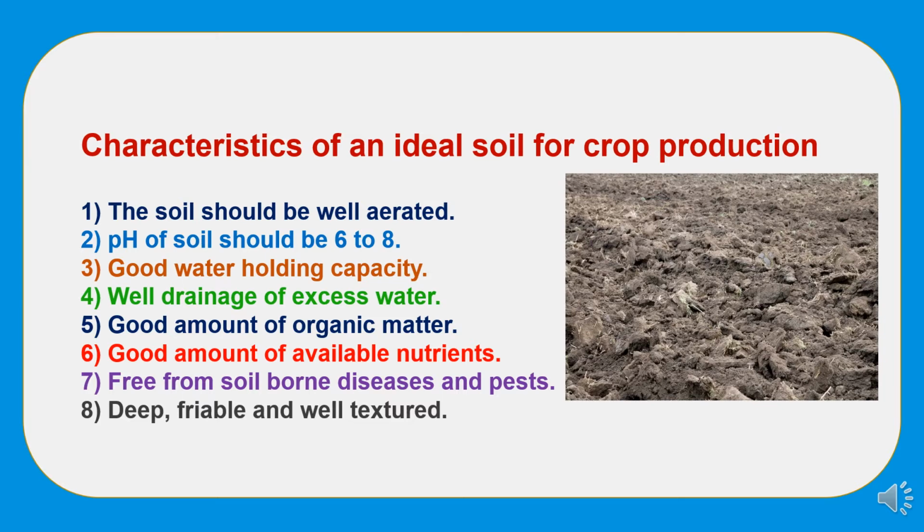And fifth, a good amount of organic matter, because organic decomposition will provide nutrients to the crop plant. Then sixth, a good amount of nutrient availability. Soil should be fertile with rich nutrients which will provide favorable growing conditions for the crop plants. And seventh, the soil should be free from soil-borne diseases and pests. So whatever crop residues are there, we should remove them, and the field should be clean and well incorporated in the soil. Then eighth, deep, friable and well textured soil, because it will provide favorable growing conditions to the crop.